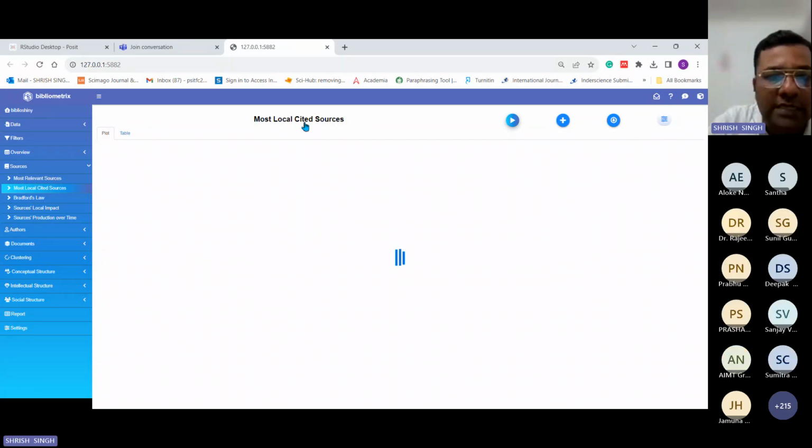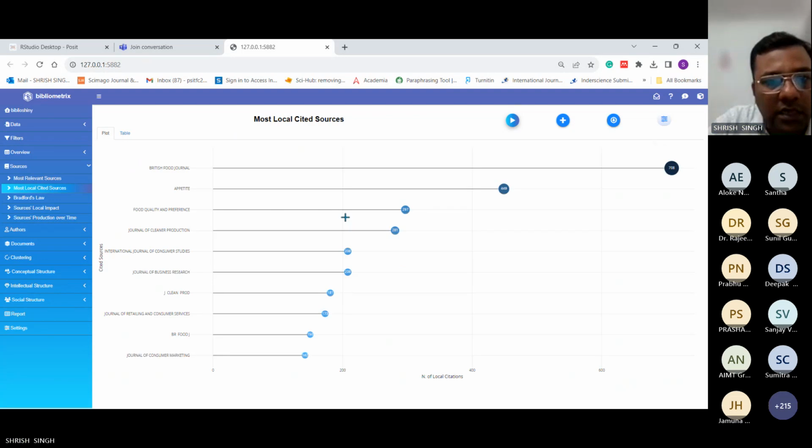Local cited means the data which are available in the CSV, among those data which is the most cited source. It might happen that globally it is not the most cited, but in the data inside the system, among those data, the British Food Journal is the most cited source. The 708 citations are there, right? So this is the most local cited sources.